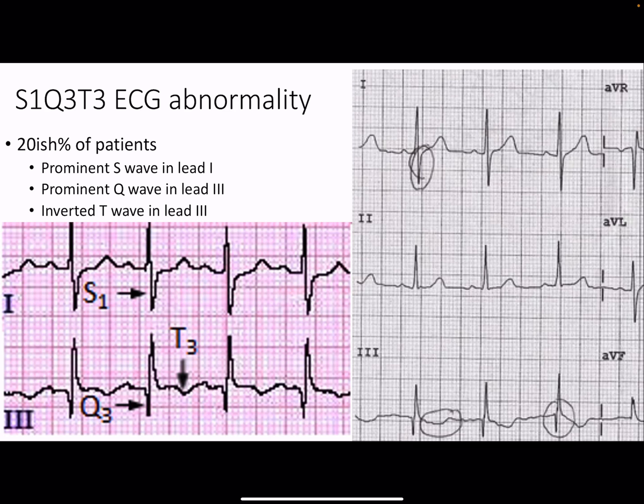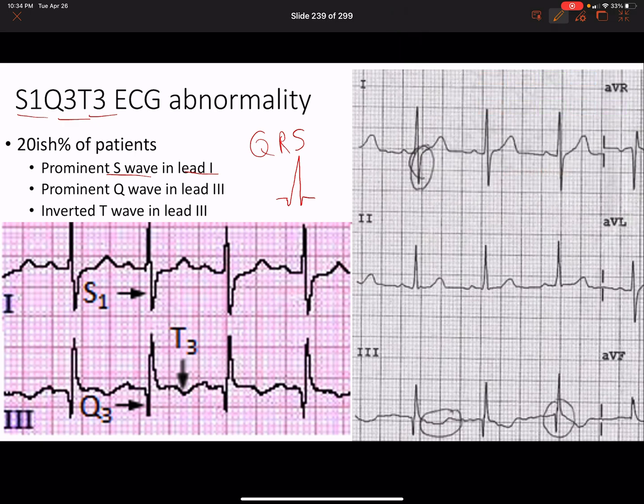So in about 20% of pulmonary emboli, you're going to see an S1Q3T3 ECG abnormality. That means that there's a prominent S wave in lead 1. So remember, it's a QRS. So it should go sort of like this, down a little bit, up a lot, and then maybe down a little bit like that. That should be my Q. This whole thing should be sort of like the R, and this little thing here should be the S. Well, notice here we have a really pronounced S. Well, that's what we're talking about here with the S1.